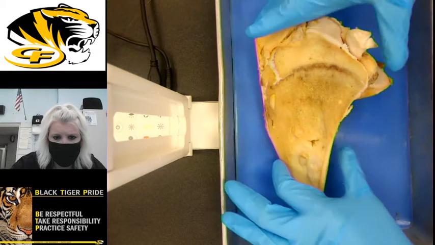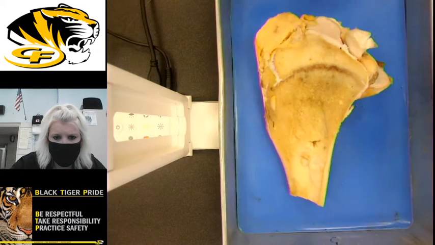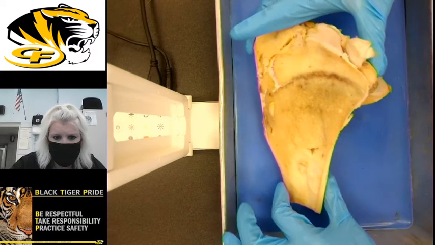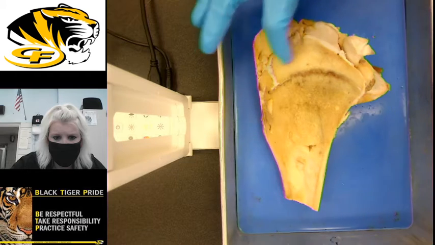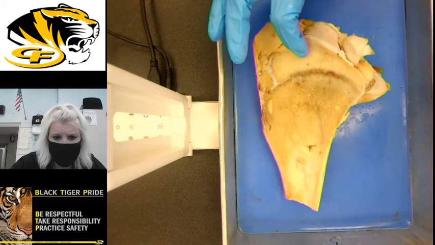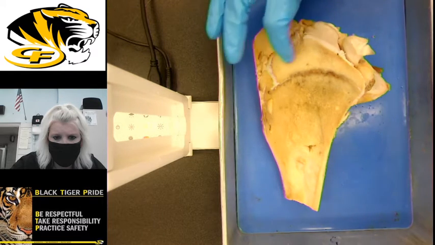All right, so this is a larger section of bone that we're going to be looking at. On this bone, you can see both types. You can see the cortical and the trabecular bone. Up here at the top, you see that? Okay, up here at the top, this is the trabecular bone.